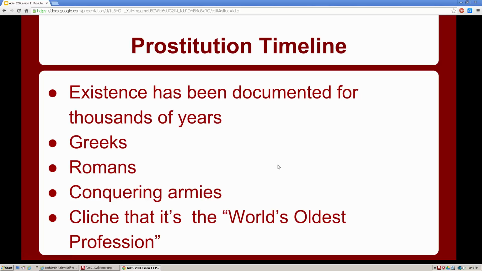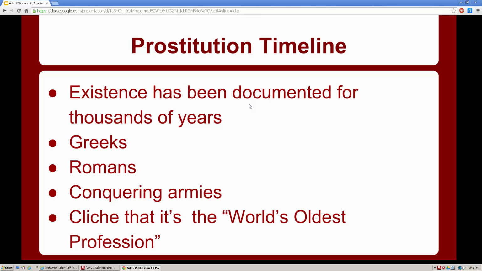What we have to look at when we talk about prostitution is an historical timeline, if you will. Prostitution's existence has been documented for thousands and thousands of years. It even goes back clear to Hammurabi, who was one of the first rulers that instituted a written rule of law, if you will, in Babylon. But we've got documented evidence that the Greeks, Romans, and other conquering armies either enabled or actually relied upon prostitution.